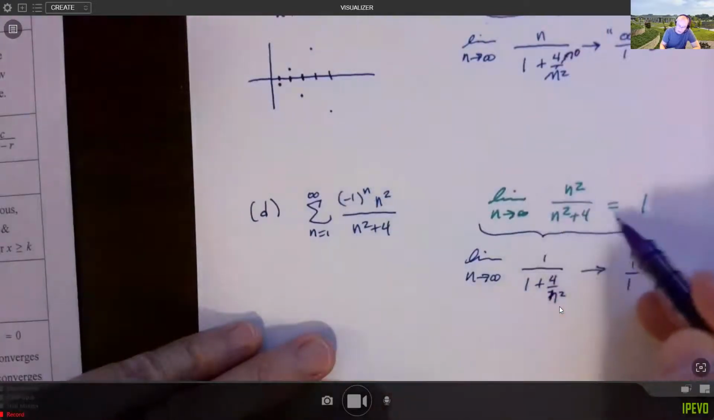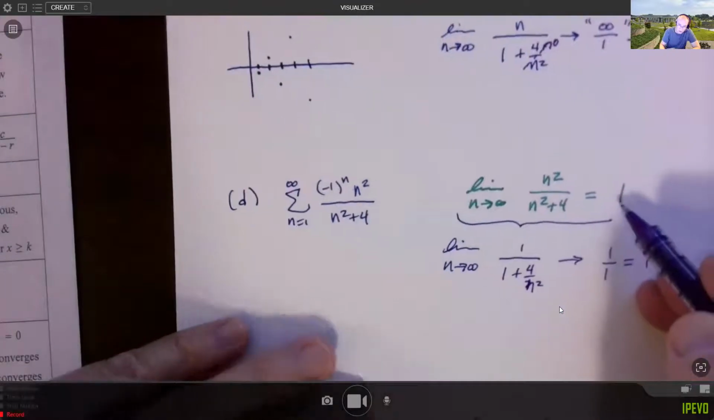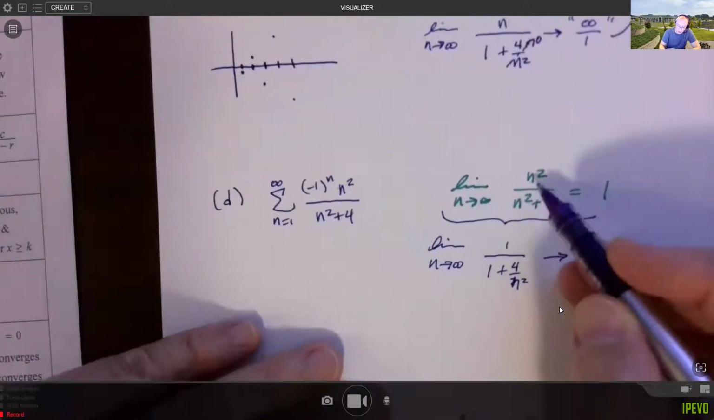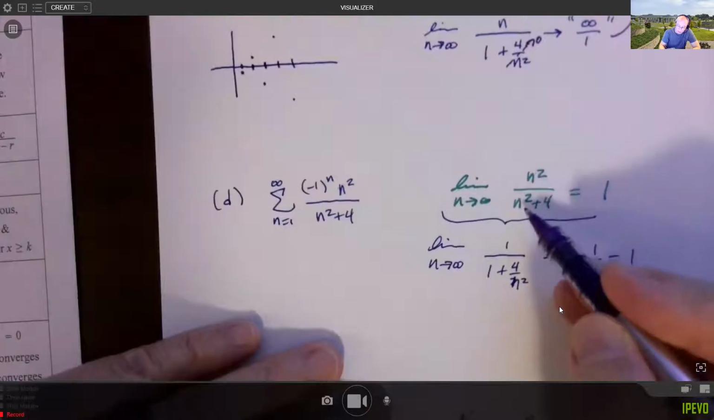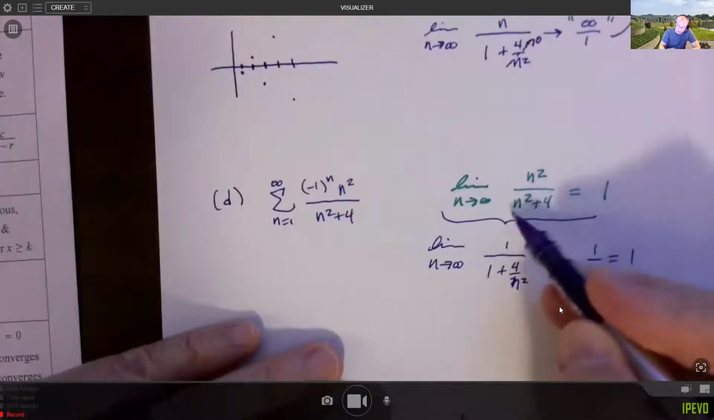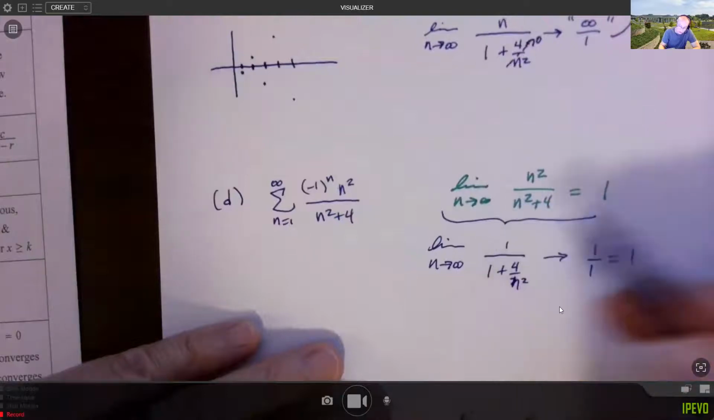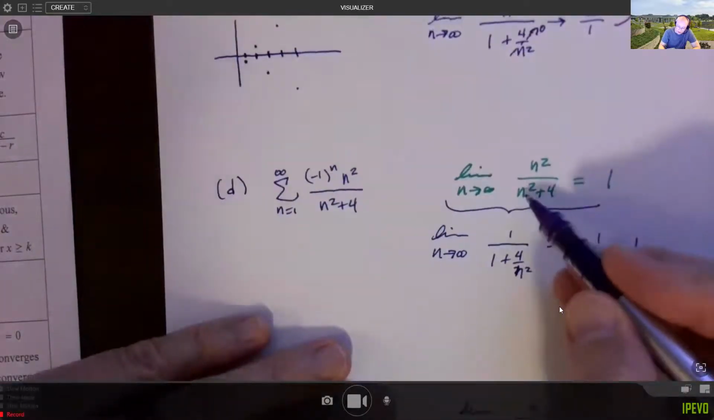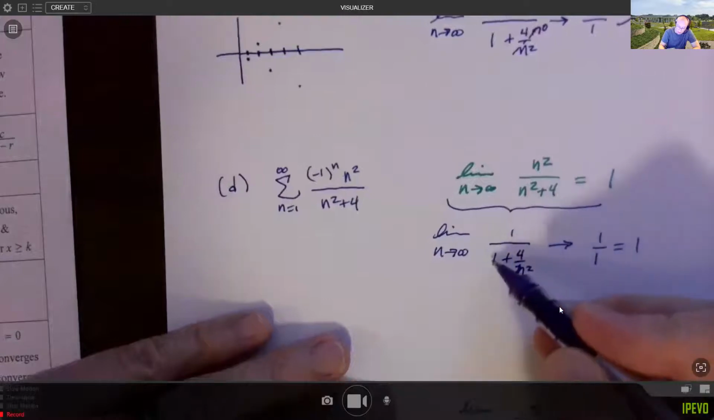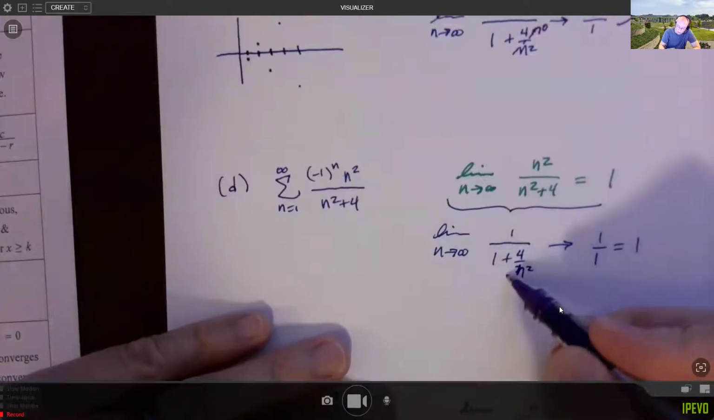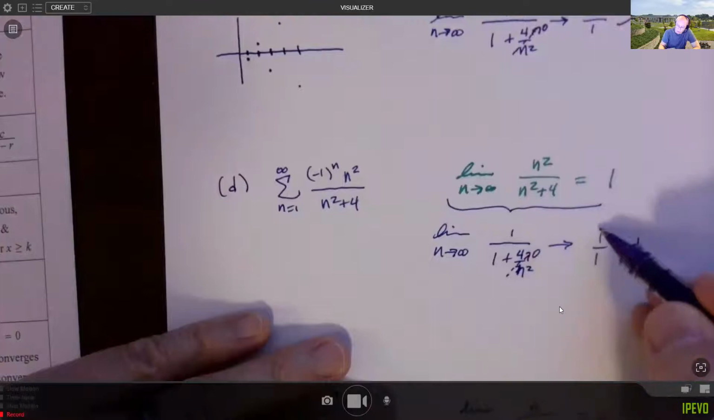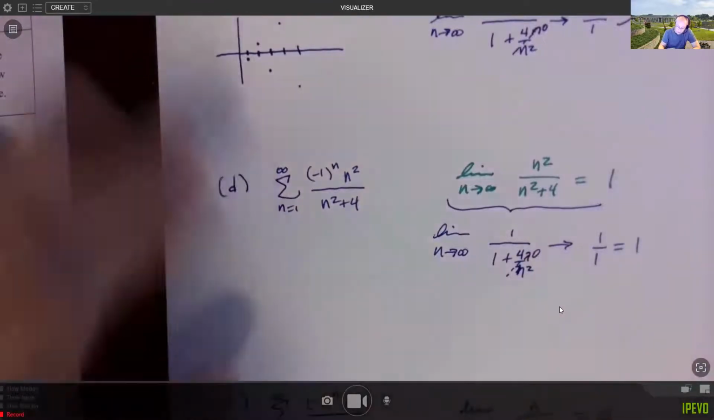Now that limit is 1. Well, that's better than infinity. And of course, if you don't know why that limit is 1, the degree of the top and the bottom are the same. Again, if you divide by the highest degree in the denominator, or use L'Hopital's rule, you can get there. Dividing by n squared, I get 1 up top, and 1 plus 4 divided by n squared. Of course, this term here is going to 0. I'm left with 1 over 1, which is equal to 1.